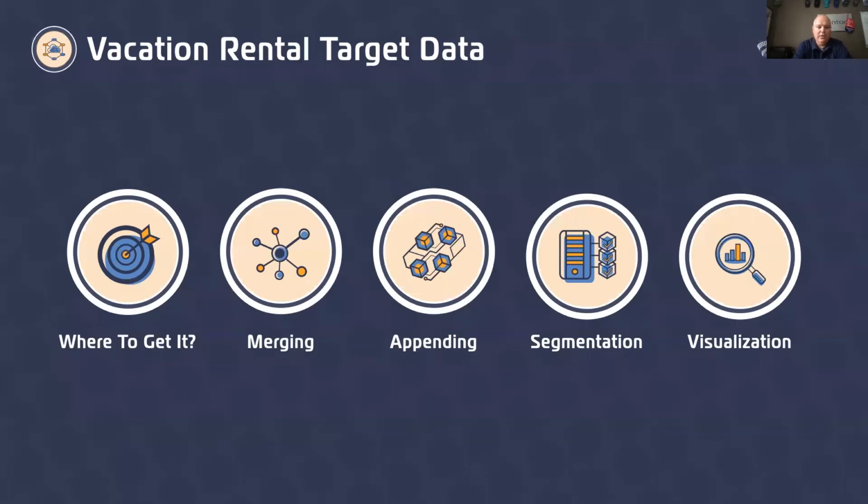All right, so here's what we're going to go over in regards to data. First up, where do you get that data from? Then we're going to talk about the best way to merge data. Then we're going to talk about appending, right? What it is, how to append, and what it also allows you to do. Then we're going to talk about why segmentation is important. And then we're going to round it out with data visualization. All right, let's kick in.